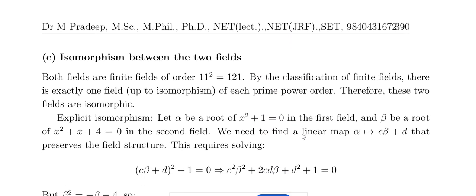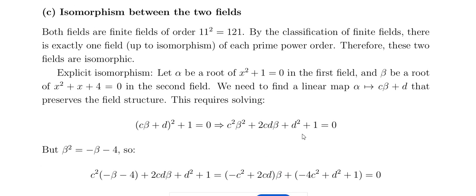And the isomorphism between the two fields: both fields are finite fields of order 11 square, that is 121. By the classification of finite fields, there is exactly one field up to isomorphism of each prime power order, therefore these two fields are isomorphic. Let alpha be the root of x square plus 1 equal to 0 in the first field, beta the root of x square plus x plus 4 equal to 0 in the second field. We want to find the linear map from alpha to c beta plus d, so that it preserves the field structure.